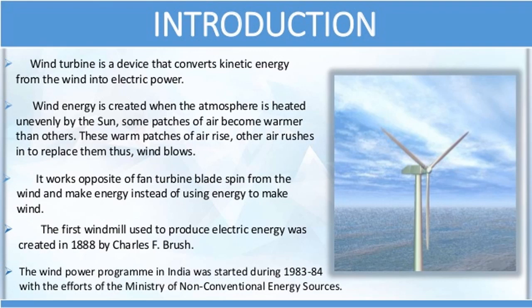Wind turbine. A wind turbine is a device that converts kinetic energy of the wind into electric power. The wind energy is created when the atmosphere is heated unevenly by the sun. Some patches of air become warmer than others. These warm patches of air rise, other air rushes in to replace them, thus wind blows.